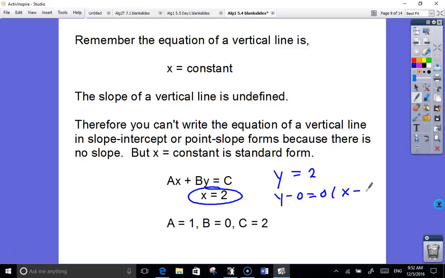That's going to be wrong, isn't it? Oh, no, just a second, clear. It was wrong over here. Y minus 2 equals 0 times x minus 0. In a way, it could kind of be a point slope.